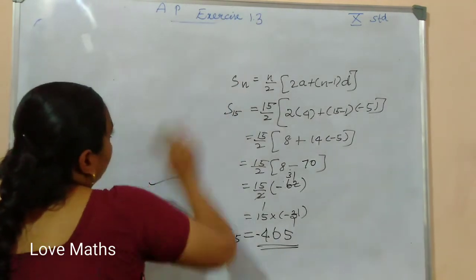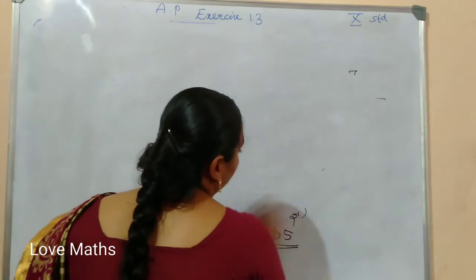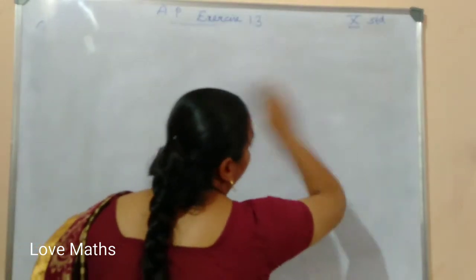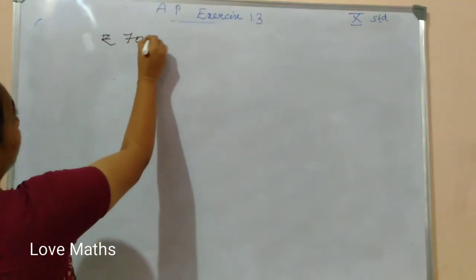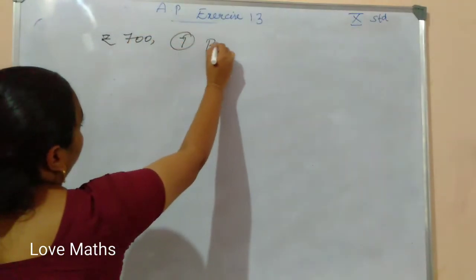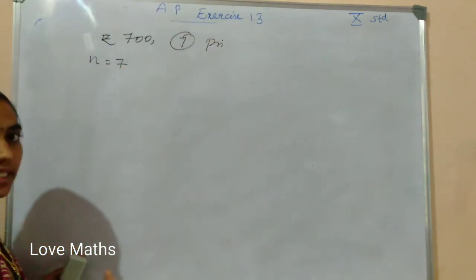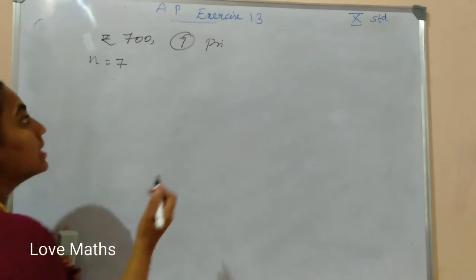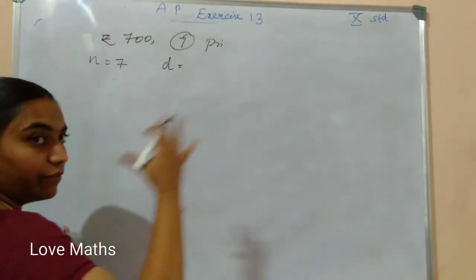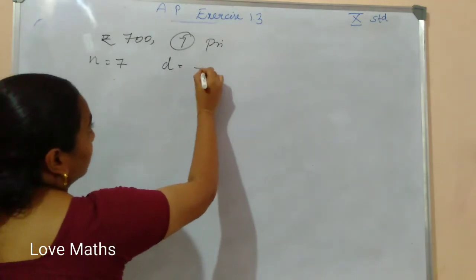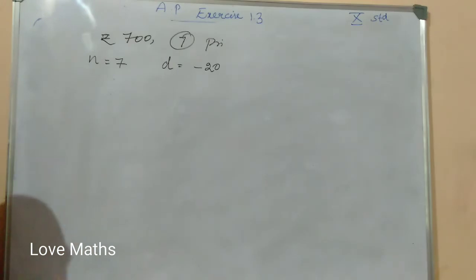another sum is this. The question is: a sum of 700 rupees, you have to give 7 prizes. How many prizes? 7 prizes. So n is equal to 7. Each prize's value is decreased by 20 rupees. That means D is the difference between each prize. Decrease means minus 20. Increasing is plus 20, decreasing is minus 20.